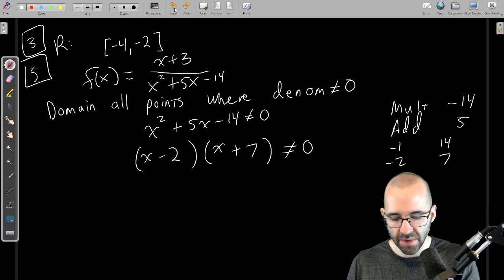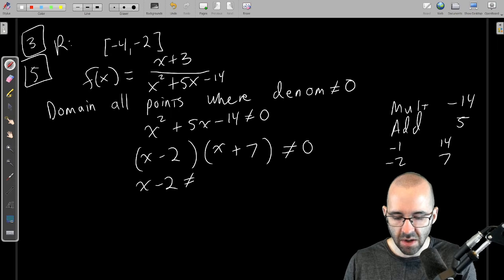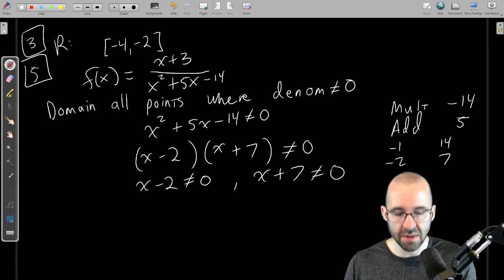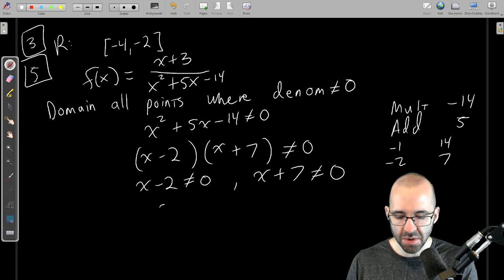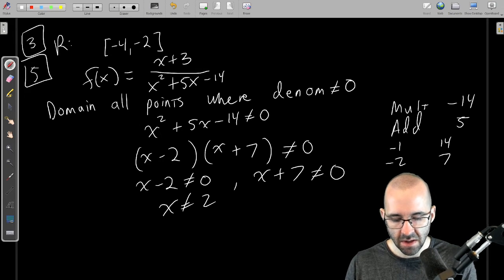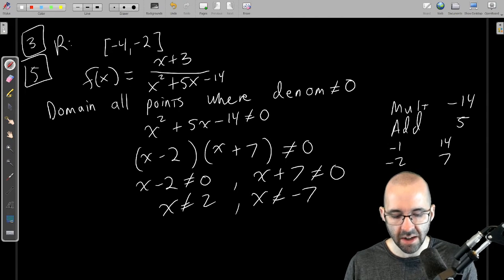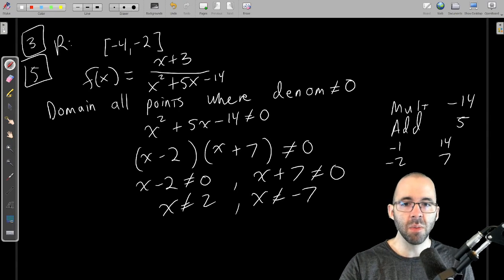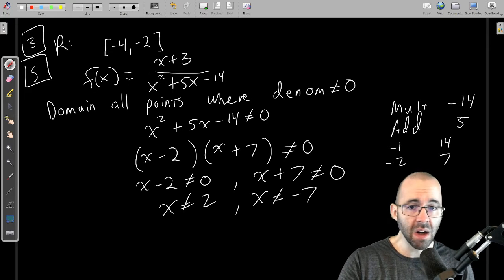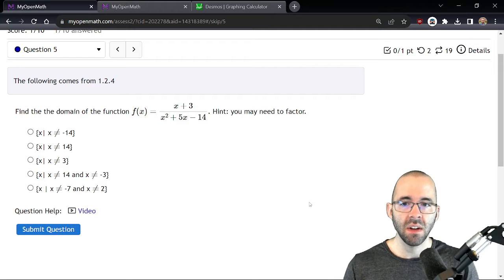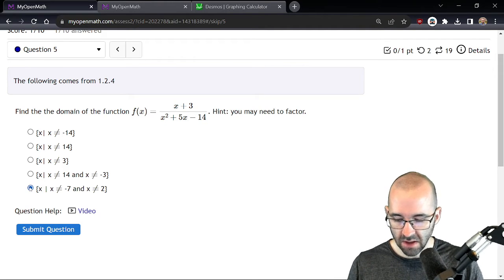and multiplying this all out and make sure we factor correctly. So this is going to be true when x minus 2 is not equal to 0, and when x plus 7 is not equal to 0. Add 2 to both sides, x can't be 2. Subtract 7 from both sides, x can't equal 7. Sorry, -7. And those will be our answers. So the domain is going to be everywhere except for 2 and -7. So this is going to be our choice.